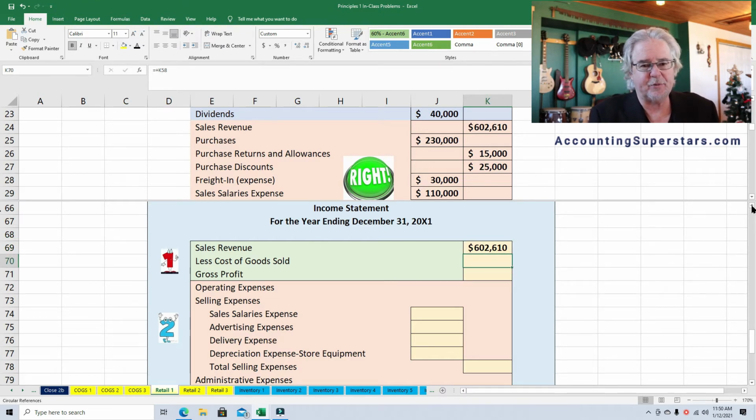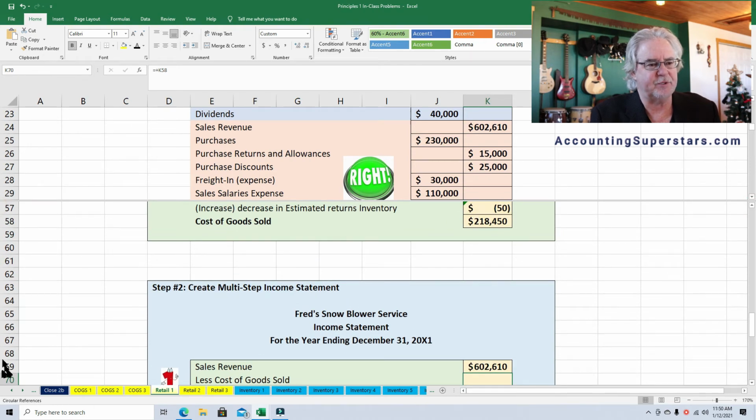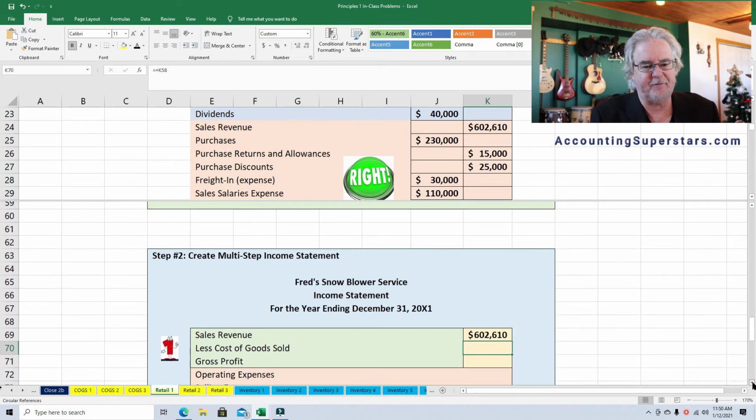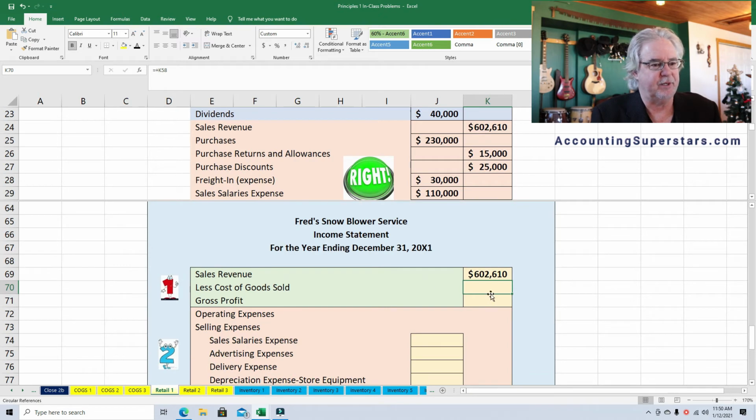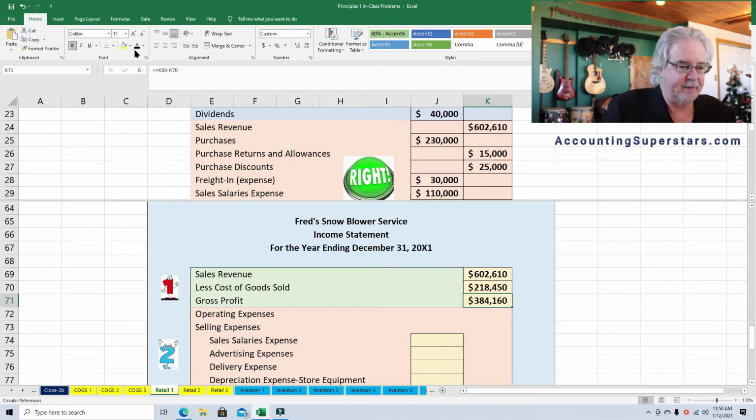And then we're going to subtract away cost of goods sold. Well, we figured out cost of goods sold right up there. It was $218,450. We figured it out a minute ago. So here we go. I'm going to just drop it into place here. There we are. And we have the gross profit. All we do is subtract one from the other. Gross profit is $384,160, a very important number here, folks. So, folks, that's the first box. If you can do these one box at a time, they're easy. It's just super easy. Just break it up.